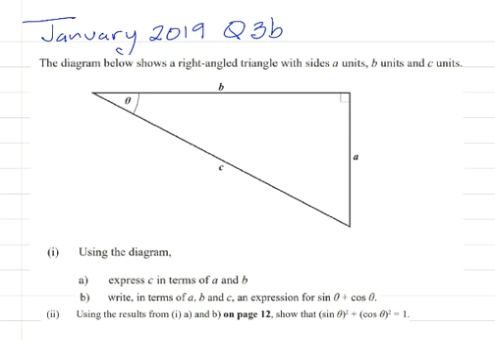All right, January 2019, question 3b. And it says this. The diagram below shows a right angle triangle with sides A units, B units, and C units. Using the diagram, (i) express C in terms of A and B. All right, so let's do that part first.